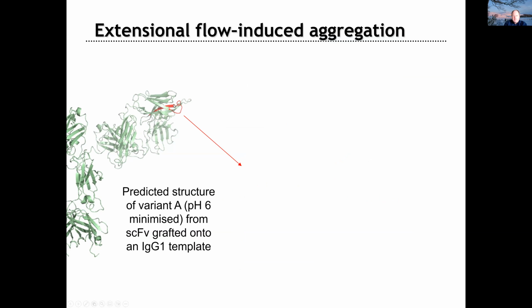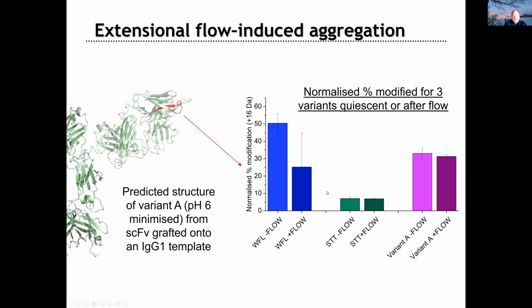If you do this extensional flow-induced aggregation study, then just for one single example here, you can see that the WFL, which was aggregation prone, is actually modifying quite differently with and without flow. So it responds much more to flow, while, for example, this STT format does not. So it's much more robust. And if you do that for every peptide or even every amino acid where you see changes, you can start to paint a picture of where the dynamics is affected in this scenario.